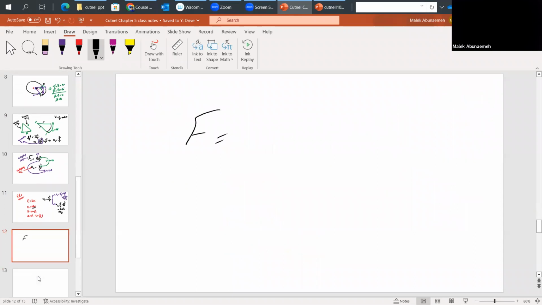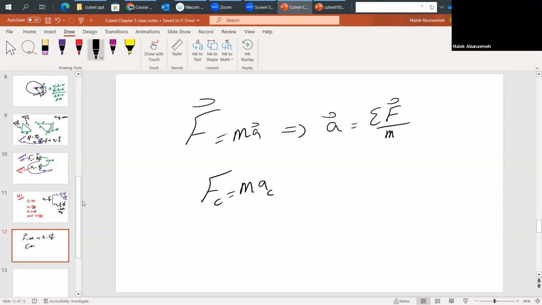when F equals ma. And, you know, we talked about how your acceleration is the summation of all the forces in the x, y, and z directions divided by your mass. And so the centripetal force equals mass times your acceleration. In this case, the centripetal acceleration, which is going to equal mv squared over r, because again, your ac is v squared over r.